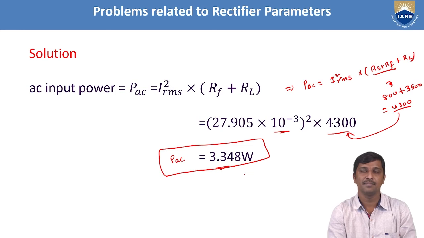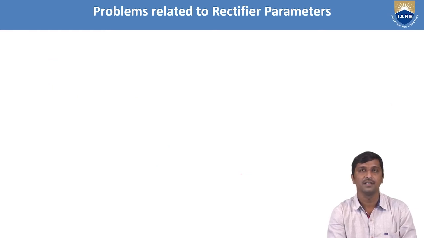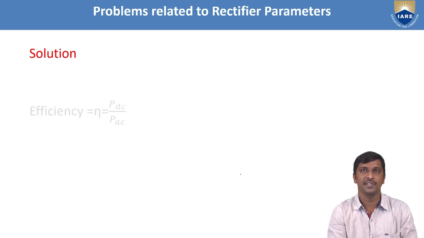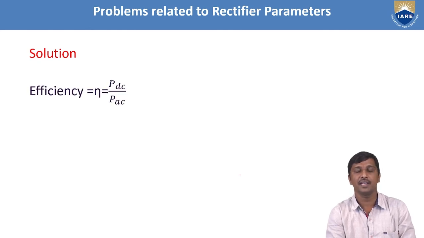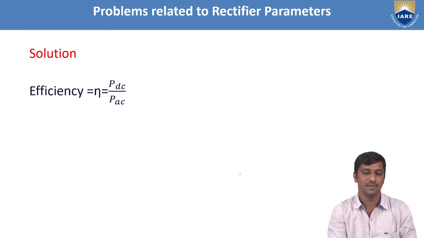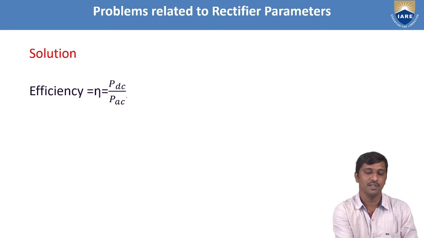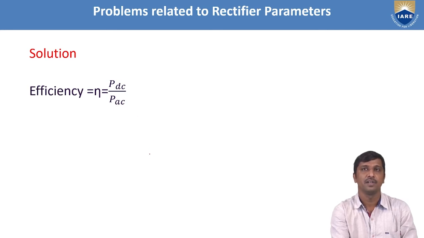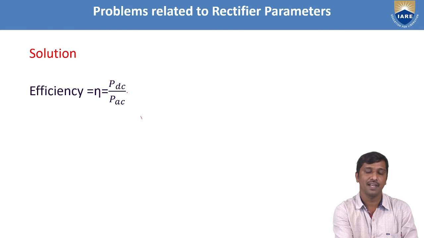Now, using this DC output power and AC input power, we are going to determine the efficiency of the half-wave rectifier. In general, we know that the efficiency of the rectifier is defined as the ratio of DC output power to the AC input power. Hence I represent this as PDC by PAC. We have the DC power and the AC power, so now we substitute these two values to obtain the efficiency of the half-wave rectifier.